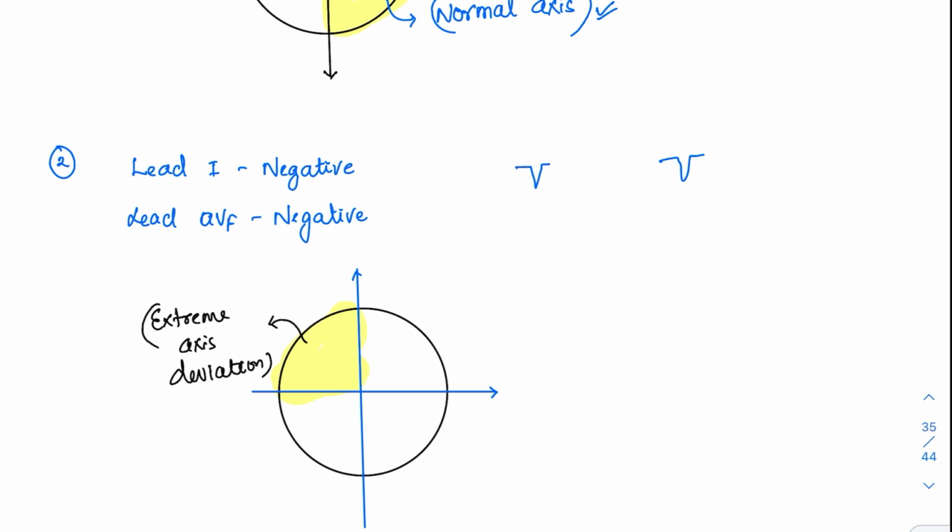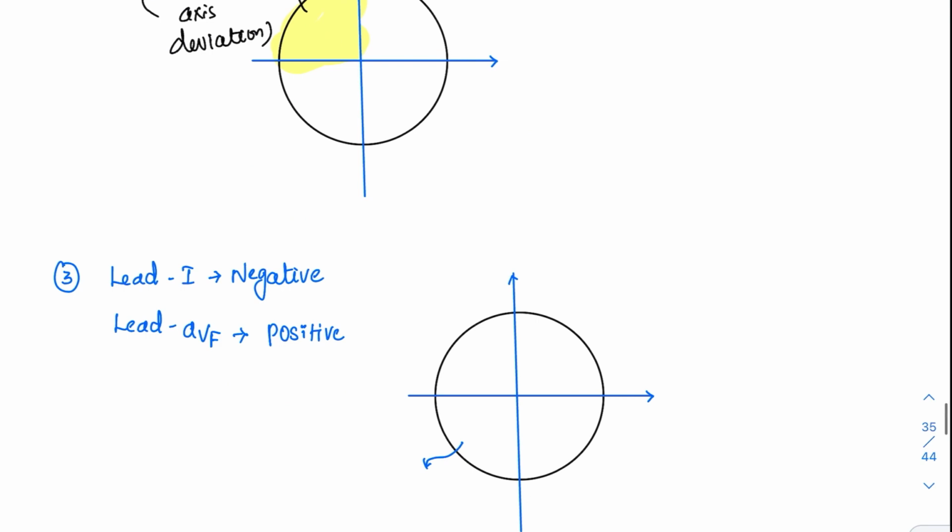Now let's go into the third condition. We have seen both positive and both negative. When both are positive, it is a normal axis. When both are negative, it is an extreme axis deviation. Now coming to the third scenario, where lead 1 is negative and lead AVF is positive. Whenever lead 1 is negative and lead AVF is positive, the common area shaded will be here.